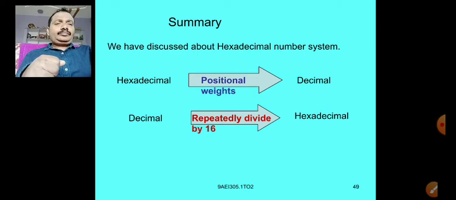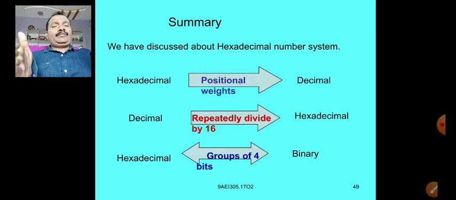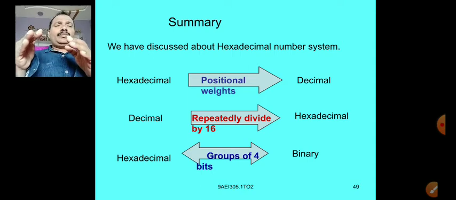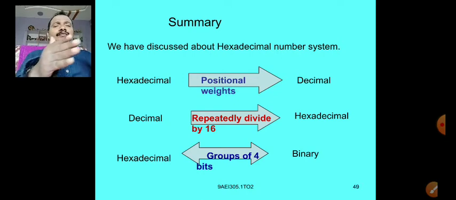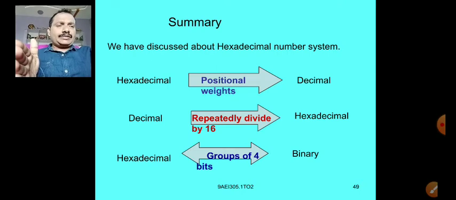Now, from decimal to hexadecimal, how do you do? Just repeatedly divide by 16. And from hexadecimal to binary, you have to make groups of 4 bits. Similarly, when we want to convert from binary to hexadecimal, you have to make groups of 4. So this is the way how you have to do the conversion process.